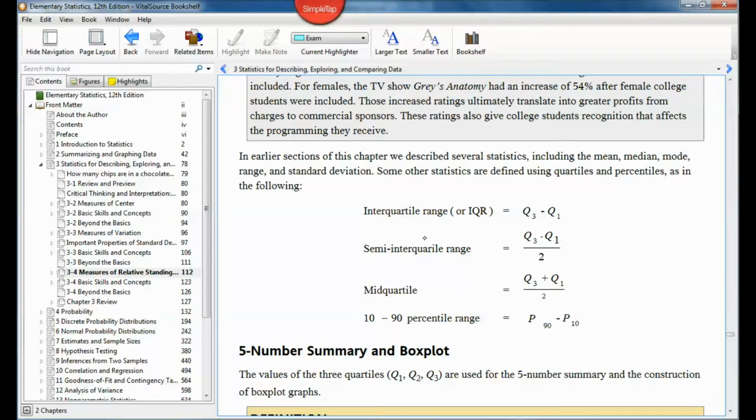The semi-inner quartile range, the third quartile minus the first quartile divided by 2. The mid quartile, Q sub 3 plus Q sub 1, the third quartile plus the first quartile divided by 2. And then the 10 to 90 percentile range, the 90th percentile minus the 10th percentile. All right, and that's getting a little deeper than we'll actually have to go for quartiles or percentiles, but those are just some other statistics that may be included in reports or journals.